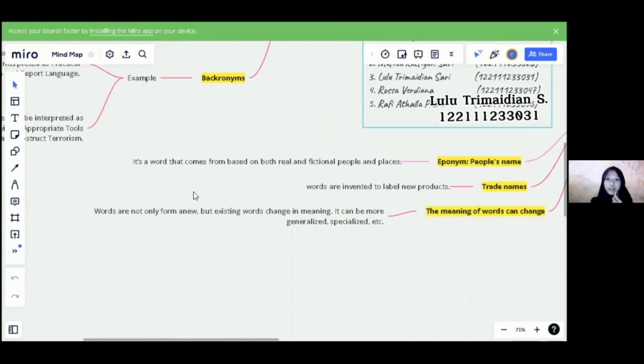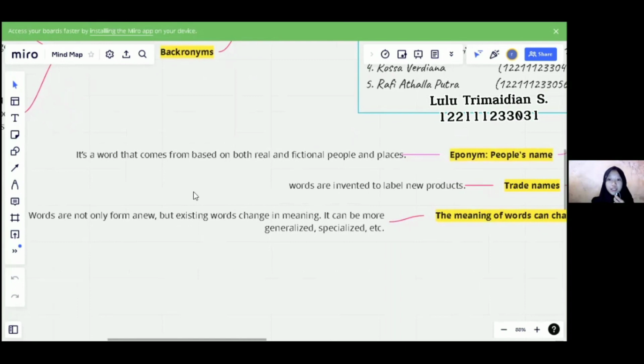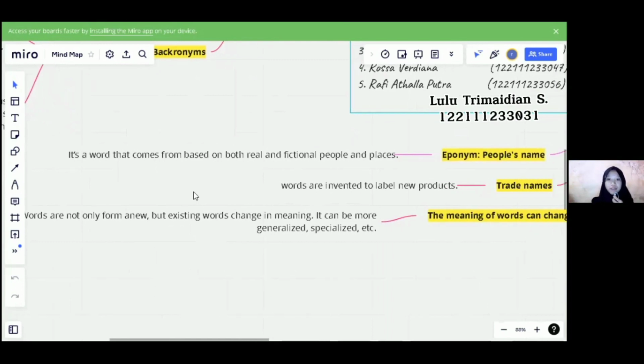What is eponym? It is a word that comes from the name of a good, real, imaginary person, or fictional people and places. For example, the state of California is named after the state's founder. In medicine, the names of many diseases, procedures, and other things are eponyms.